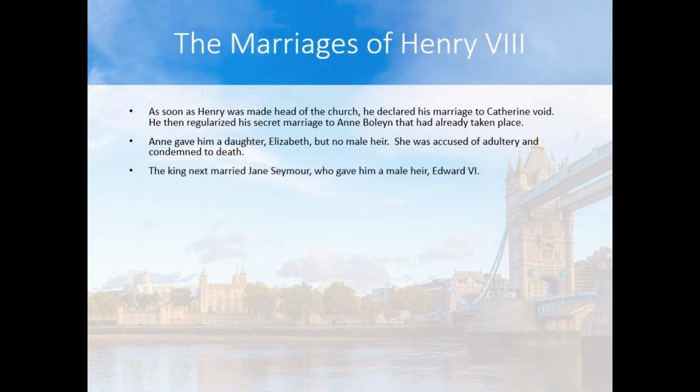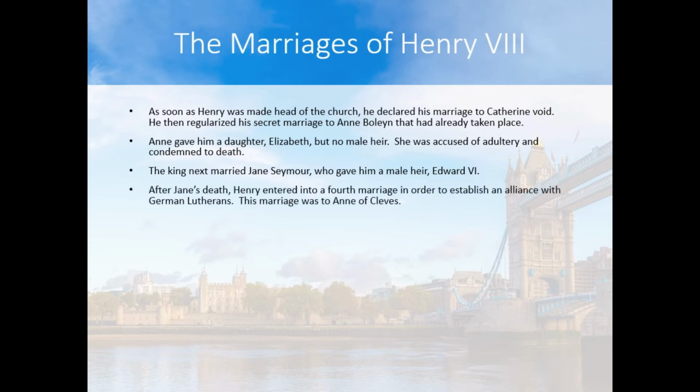The king next married Jane Seymour, who gave him a male heir, Edward VI. So you're probably thinking, well, why does he keep getting married then? Why didn't it stop right there? He got what he wanted. Third time's the charm. He's got his male heir. Well, it didn't keep going because Jane Seymour died. And Henry then, he didn't need a male heir anymore. So he wasn't going to get married just for that reason.